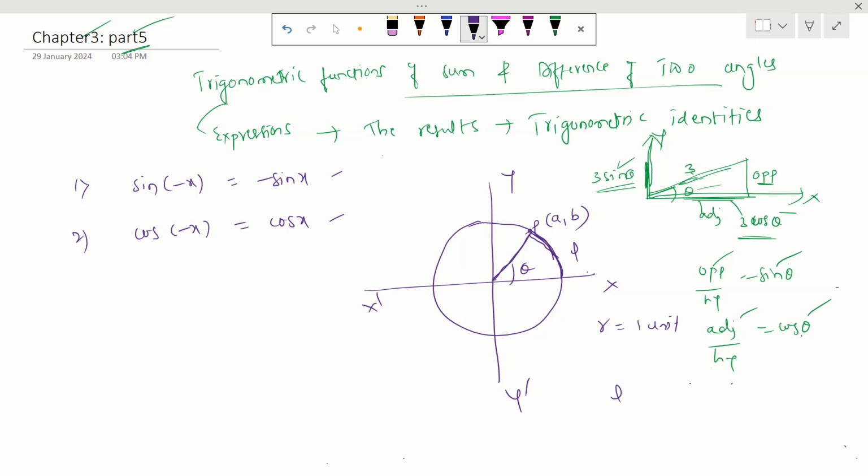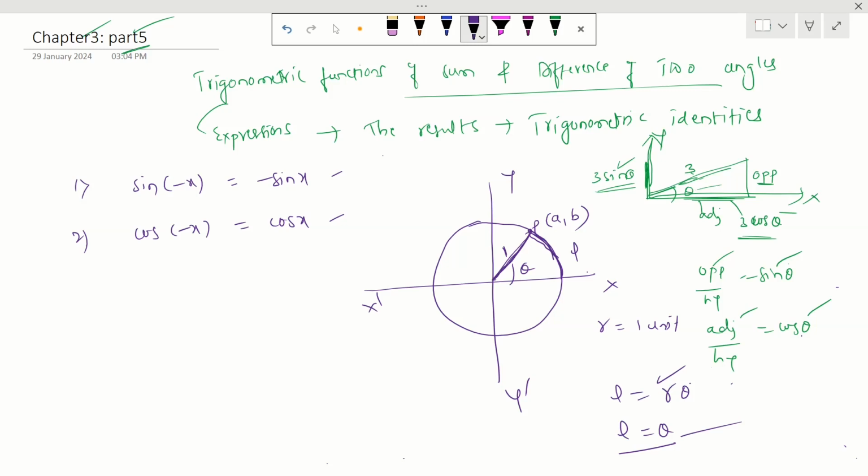Previously we proved that L is equal to R theta. If we put R equal to 1, then L is equal to theta. The length of the arc is equal to the radian angle. The radius is 1 because wherever you take a line here, the radius is the same all around the circumference of a circle.